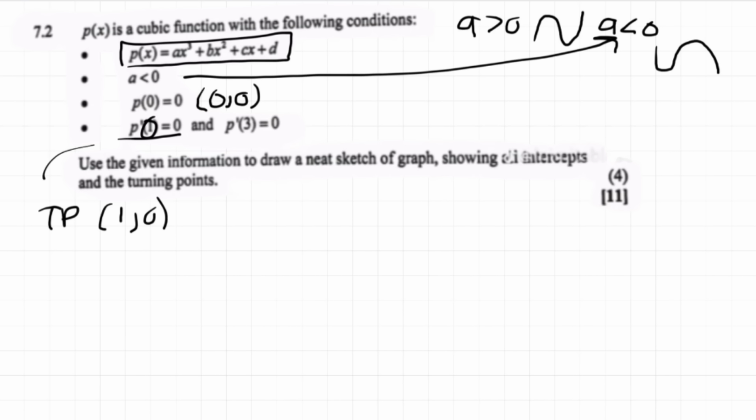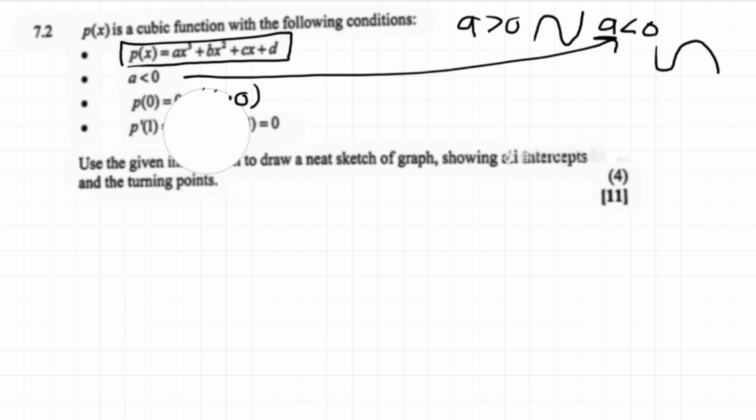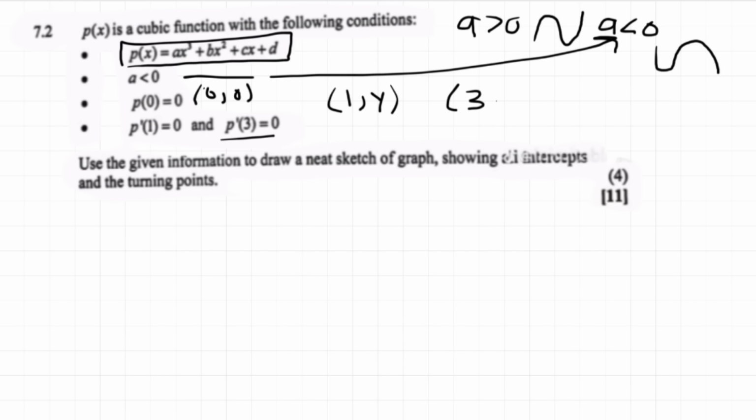So I hope that it has helped some of you to understand. So here, let me just write, this is 0 and 0. And then this one, the turning point they've given us is 1, and the y value we don't know. And on this one, they've given us 3. These are the turning points, actually. It's 3 and y we don't know. So they say use the given information to draw a neat sketch, showing all the intercepts and the turning points.